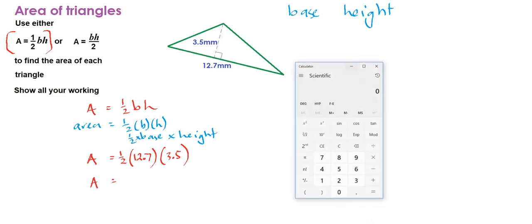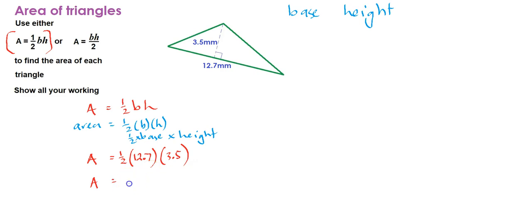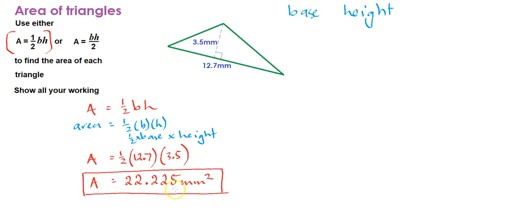Let's use our calculator. Calculator is a good thing to use in these cases. So half is 0.5, so 0.5 times 12.7 times 3.5. And that's our answer. So let's write that out, 22.225. And that would be millimeters squared. Squared because that's area. Area is always in units squared.